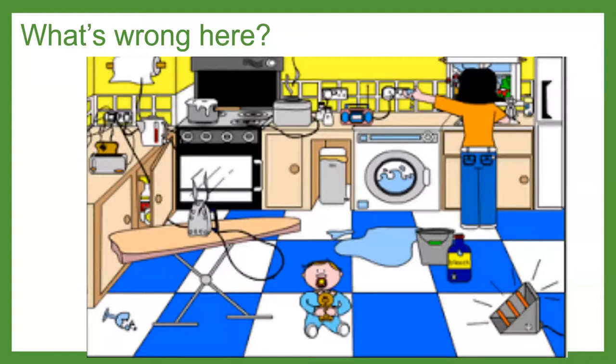So I'm going to reveal some of the things that are wrong in this picture. So one is over here. We can't quite see too clearly, but there are lots of things plugged into that plug socket, which is what we said not to do. Over here we can see that that pan is overflowing. It's on too high, it's overflowing. We can see here we've got this cable trailing up onto the hob, which is not very safe. We've got a spillage on the floor, which again can be very dangerous.